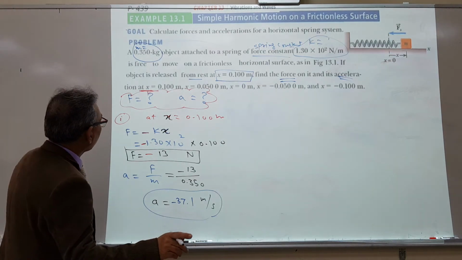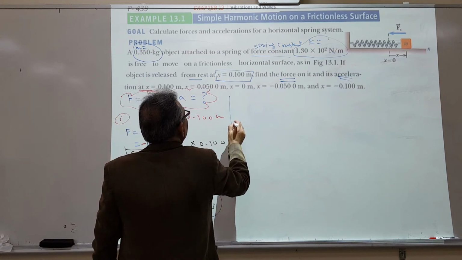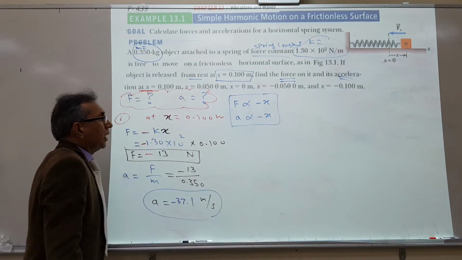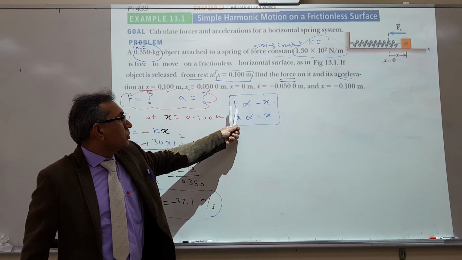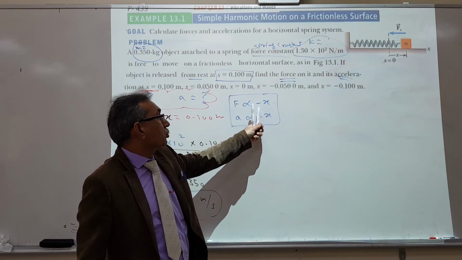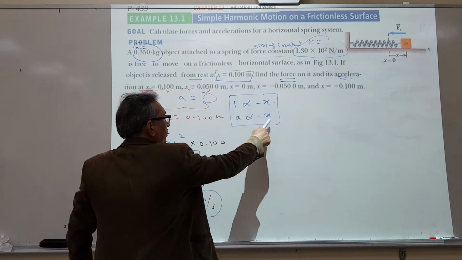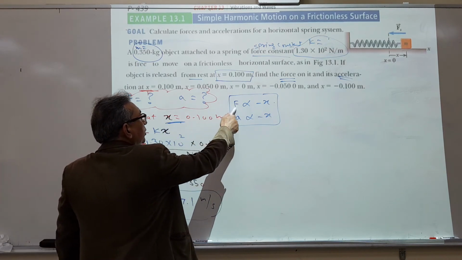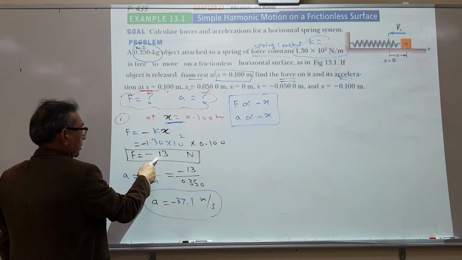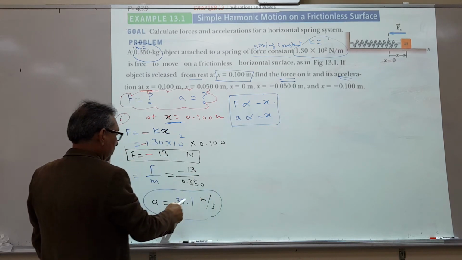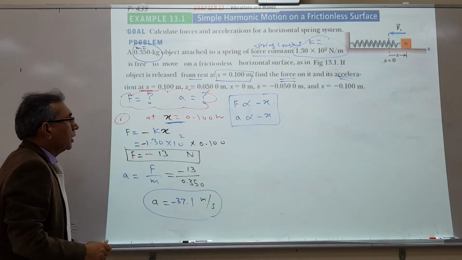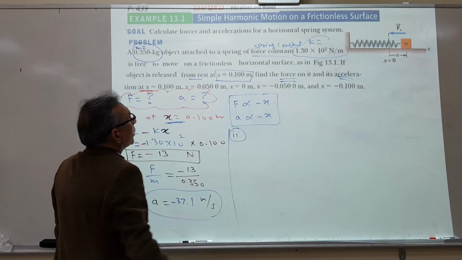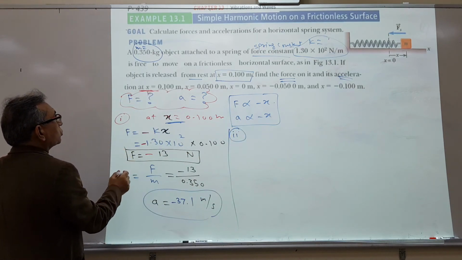Can you notice one thing, please? You remember we did this thing. Any object with simple harmonic motion, restoring force and the displacement are directly proportional and in opposite direction. Similarly, for acceleration and displacement. This is what you can notice here. x is positive, force will be negative. x is positive, acceleration is negative, and vice versa. Any question? I would appreciate this. And similarly, you can do. Keep in mind these two rules.